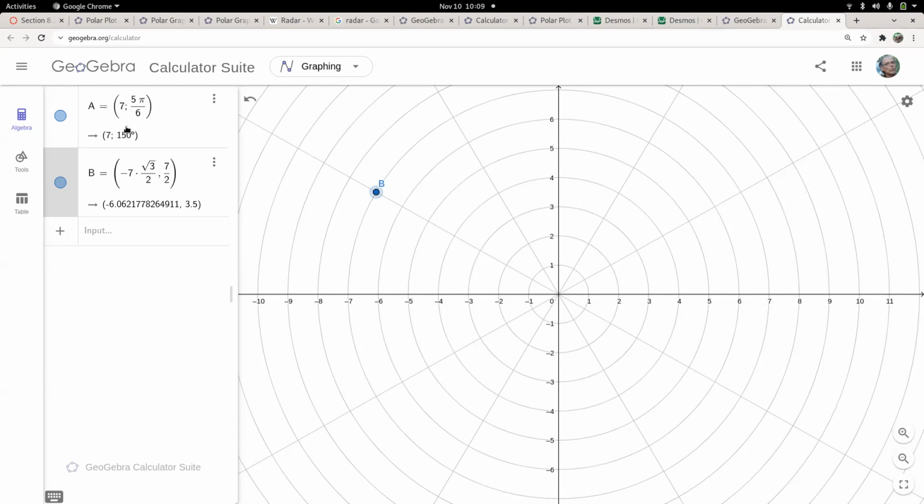So that's one thing GeoGebra does easy. Rectangular points and polar points. Functions, again, I mentioned earlier, are a little more difficult in any program.